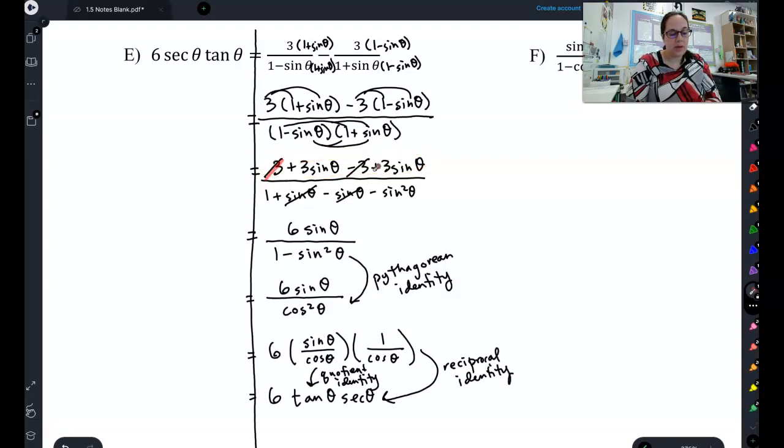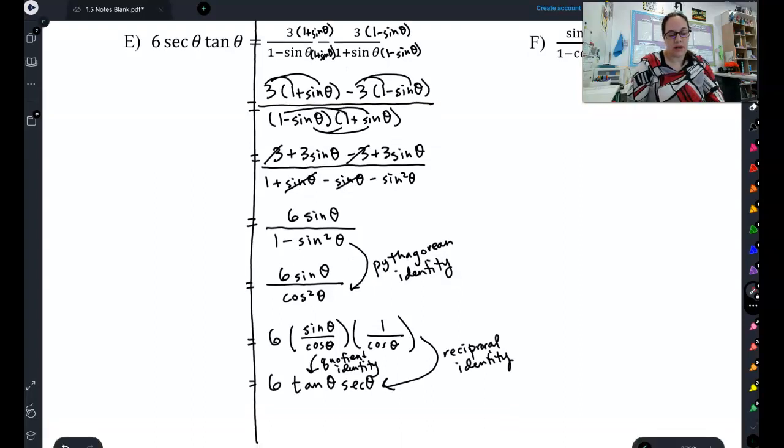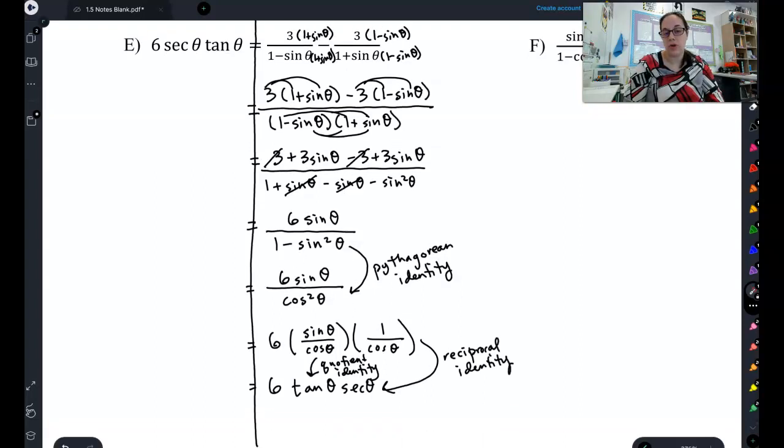I noticed that my 3's canceled and my sines canceled. So I have 3 sine of theta plus 3 sine of theta, which gave me 6 sine thetas. And on the bottom I have 1 minus sine squared, which I noted is a Pythagorean identity, so I can change that into cosine squared. Now this is where you may have gotten stuck. This part is a little bit tricky.